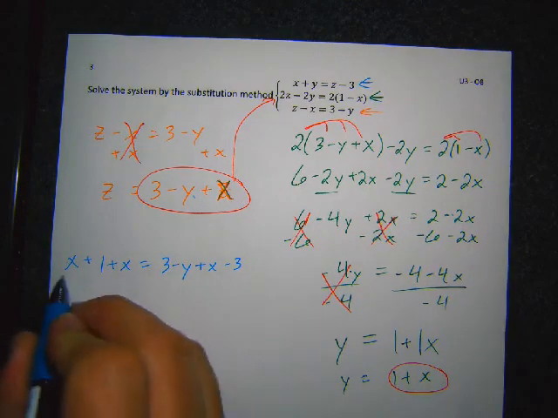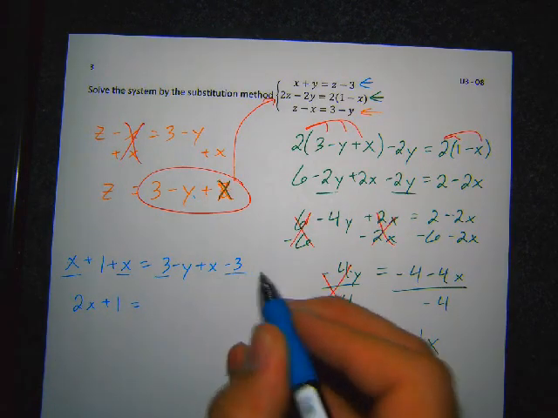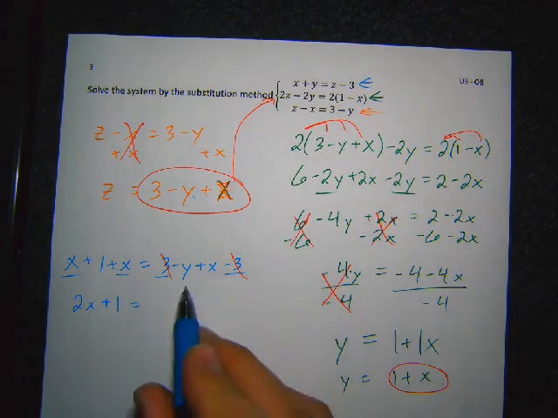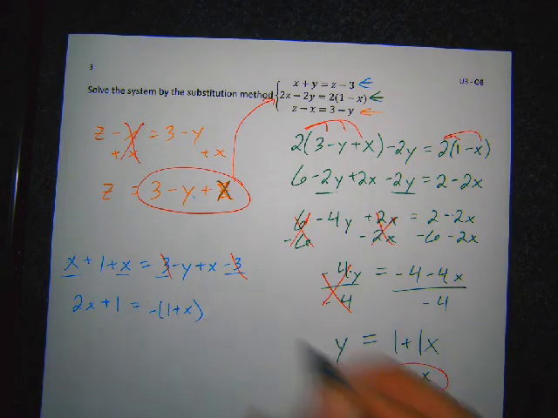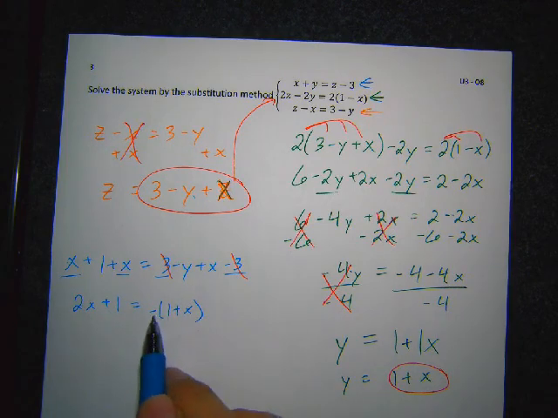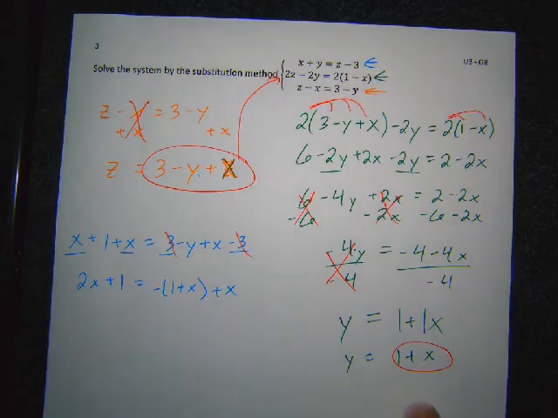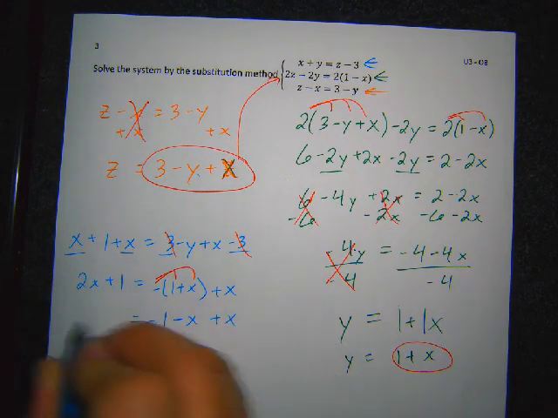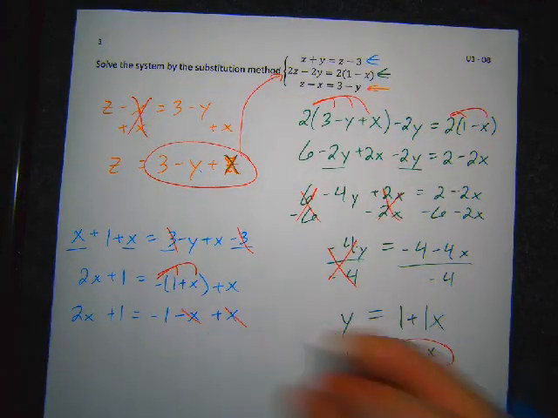So on this side, I'm going to combine some like terms. We've got x plus x is 2x plus 1. Over here, I have 3 and negative 3. Those actually cancel, right? They're opposites. Y here is 1 plus x. I'm going to replace that with 1 plus x. But because it's a negative y, I'm going to put that negative in front, parentheses, so I make sure that both the 1 and the x get that negative. Don't forget the plus x there. Okay, so we can distribute. Get rid of the parentheses. So we get negative 1 minus x plus x, 2x plus 1. Combine some like terms. You can see the minus x and the plus x there cancel.